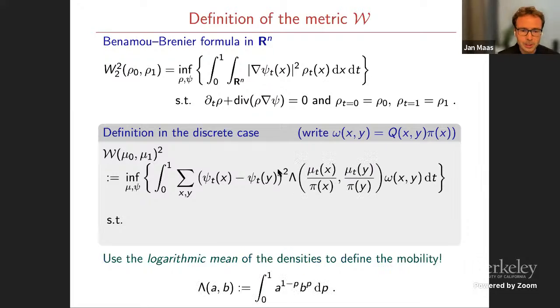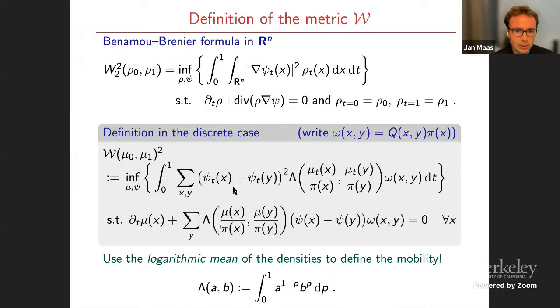What turns out to be a natural thing, and I will explain on the next slide why, is to put some function depending on the density at x and the density at y. So this is your measure divided by the reference measure: the density at x, the density at y, and you take some average of these densities. Of course, you have some freedom to choose your favorite average. You can take the arithmetic mean or the geometric mean, for instance. But what turns out to be very natural is the logarithmic mean of these densities, which is defined by this expression. The logarithmic mean of A and B is this nonlinear average. So this defines an analog of Benamou-Brenier.